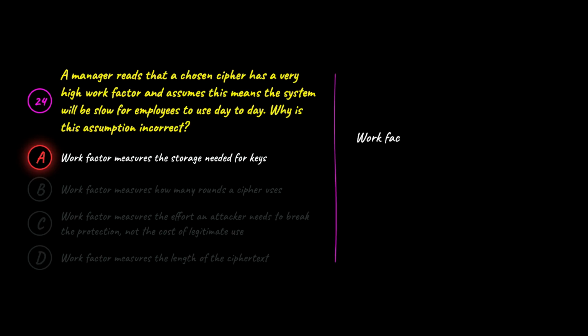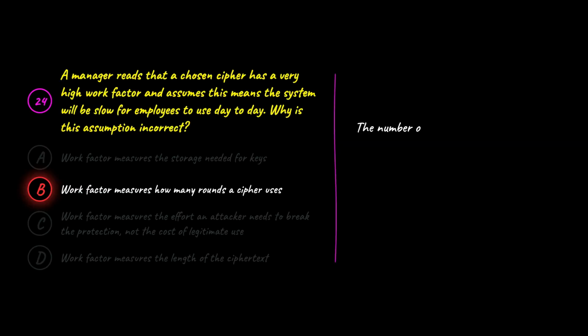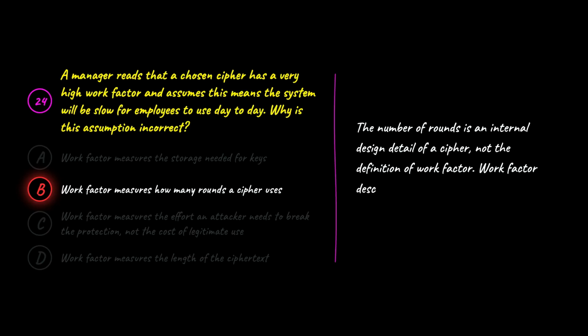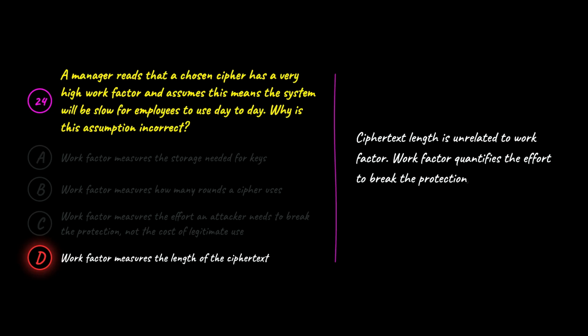A is wrong because work factor is about an attacker's effort to break the system, not about how much storage keys occupy. Key storage is a separate engineering concern. B is wrong because the number of rounds is an internal design detail of a cipher, not the definition of work factor. Work factor describes the difficulty faced by an attacker. D is wrong because ciphertext length is unrelated to work factor. Work factor quantifies the effort to break the protection regardless of how long the output is.